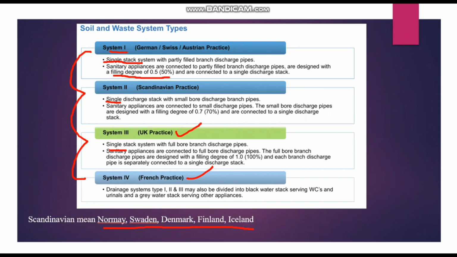For example, in the top view, you have a toilet like this, and you have a wash basin. This wash basin discharges the water to a floor trap. From this trap, the water is discharged to the vertical stack. This is the top view. So the water filling degree we have in this horizontal pipeline is called the filling degree. If you say 50% filling degree, only 50% water will be there, and the remaining 50% will be air.